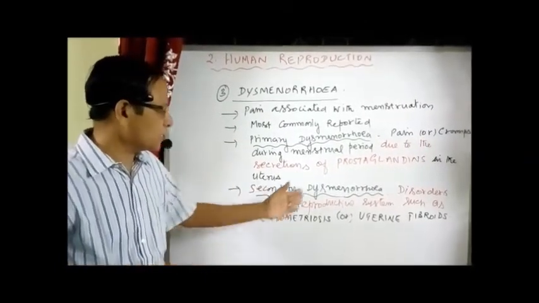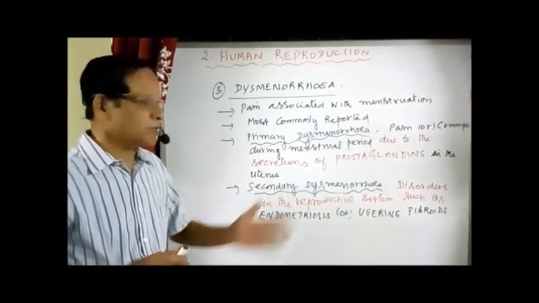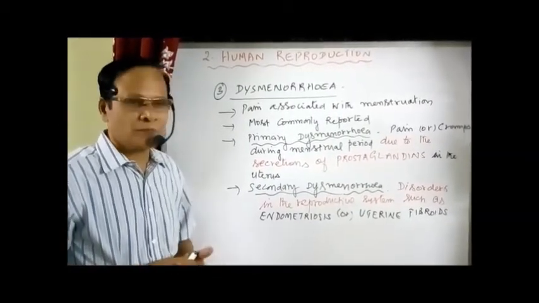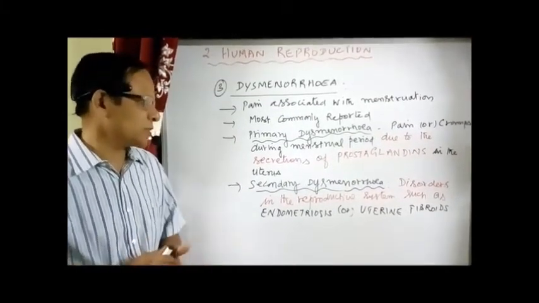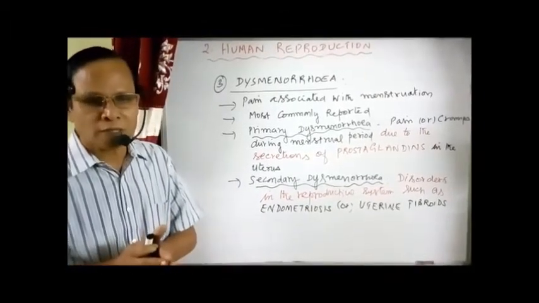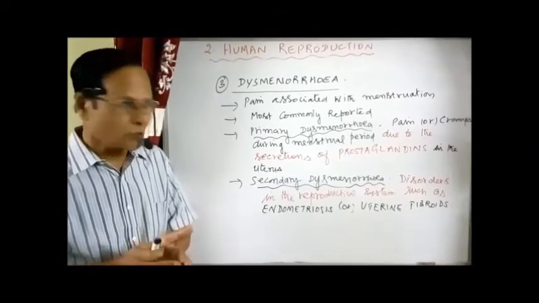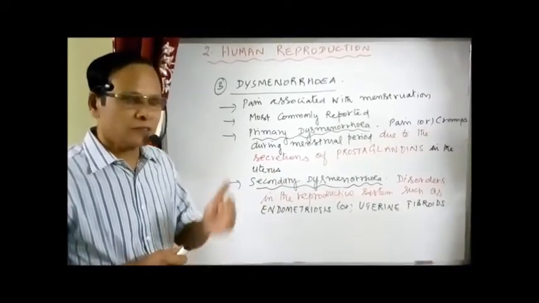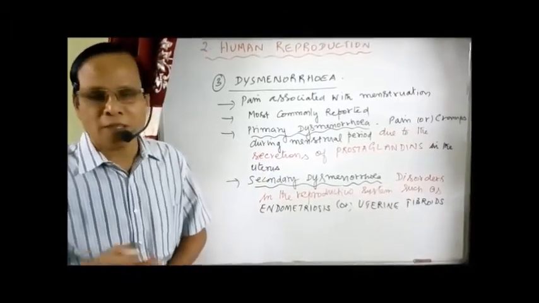Now the second one, secondary dysmenorrhea. When there is a disorder in the reproductive system, for example, number one, endometriosis. This is nothing but the inflammation of the innermost layer of endometrium of the uterus, or uterine fibroids, abnormal fibrous connective tissue that develops in the form of fibrous growth on the inner wall of the uterus.